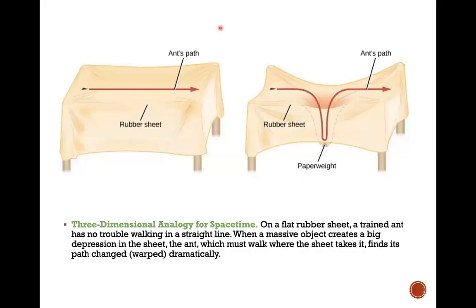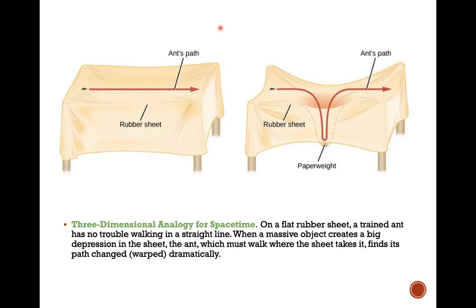Now here is an example of what actually happens when this curvature takes place. This is something similar to what I have just explained. In this left hand image, you have a rubber sheet that you put on a table, and there is an ant that is moving in a straight line, right? On this rubber sheet, if you have a trained ant, it will not have any trouble walking in a straight line if you trained the creature to walk in that way, right?